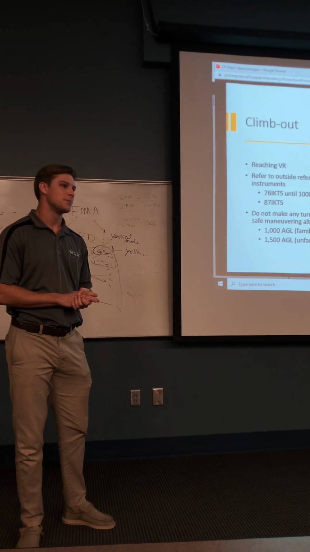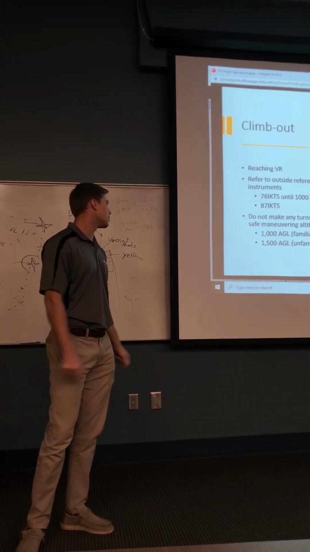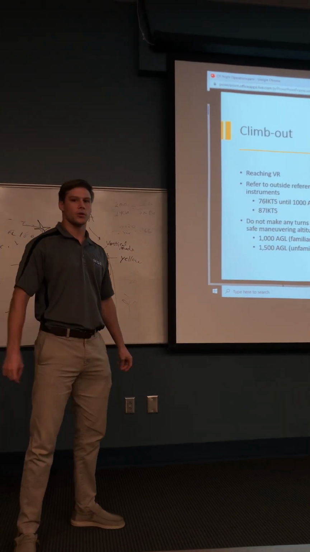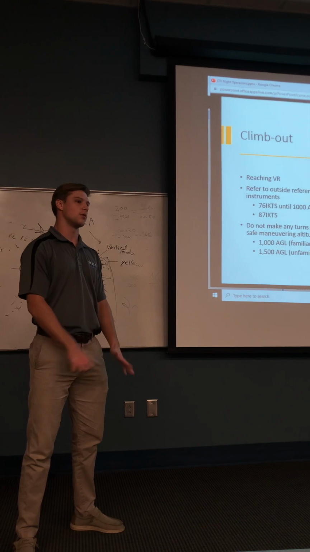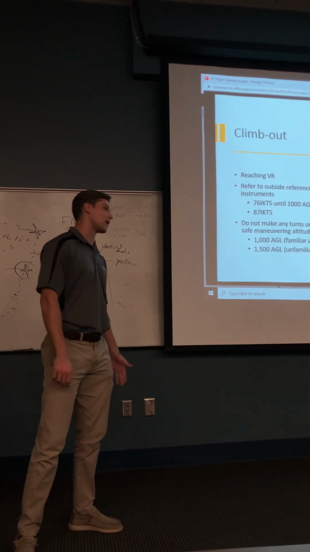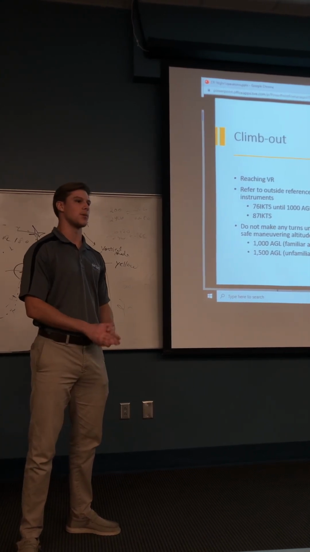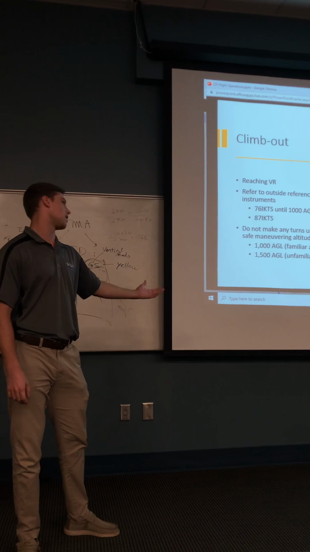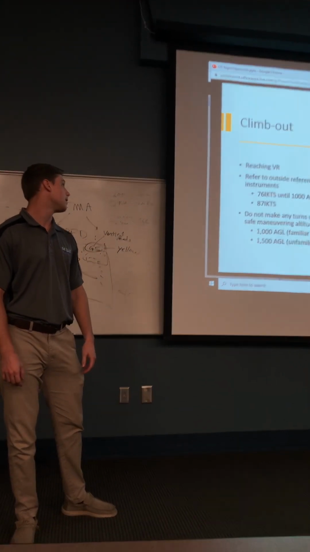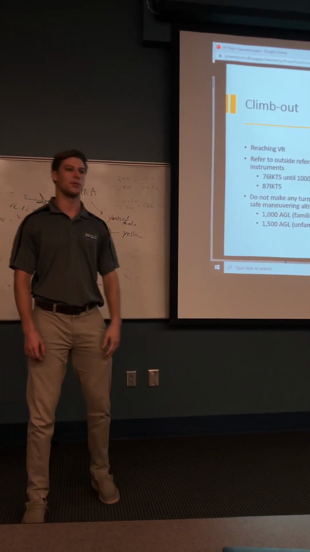And then after you reach 1,000 AGL, you might want to pitch for 87. But you don't want to make any turns until you're reaching a safe maneuvering altitude. If it's a familiar airport, like Eastman, at 1,000 AGL you can go ahead and make your turnout. But if you're at an unfamiliar airport, it's not going to hurt you to go up to 1,500 AGL before you start turning. Or pitch for 87 before you really start climbing.